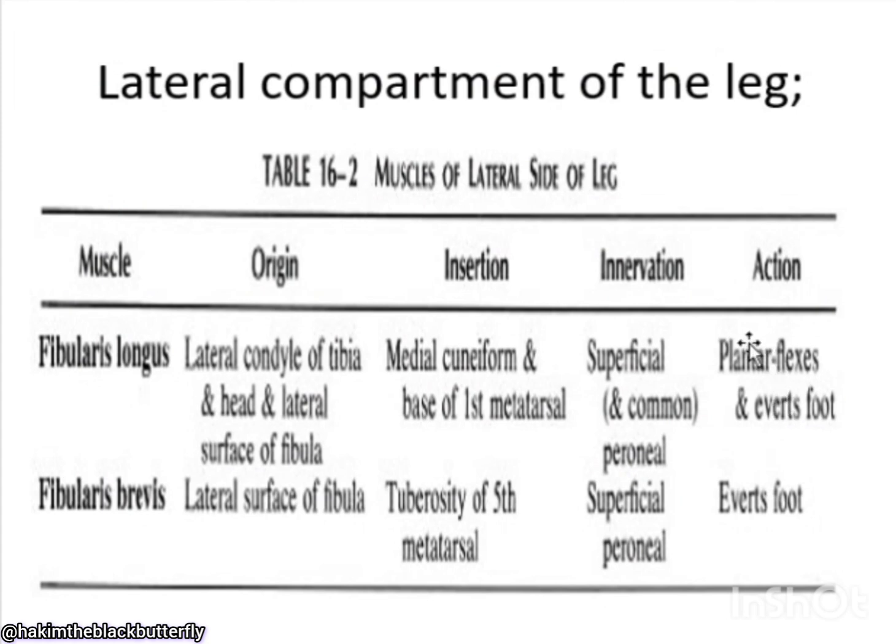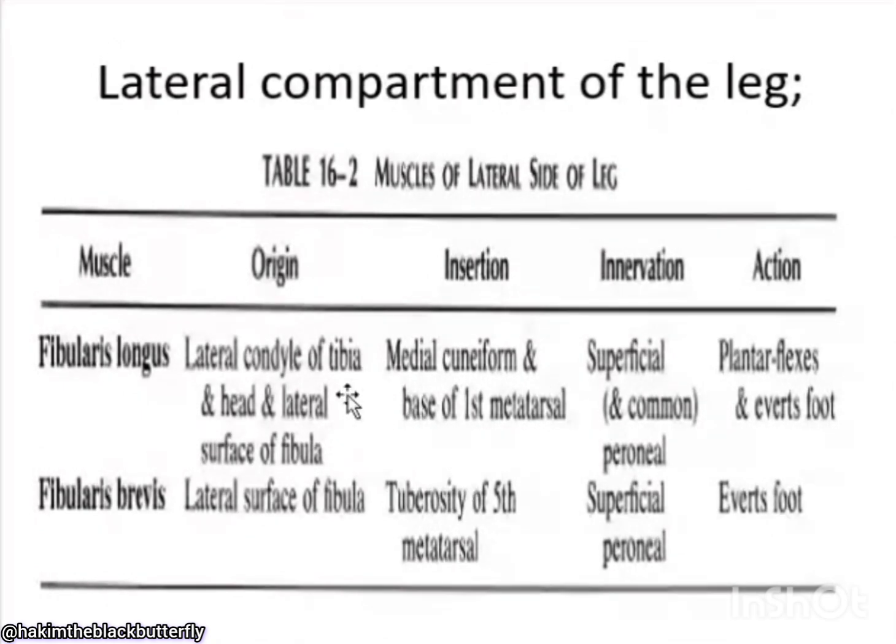But fibularis longus has another action of plantar flexion. This plantar flexion is an action of the muscles of the superficial layer of the posterior compartment. But fibularis longus can also perform it on top of eversion. Now, the muscles of the lateral compartment of the leg are supplied by the superficial branch of the common peroneal nerve, which we saw. And these are their origins and the insertion.